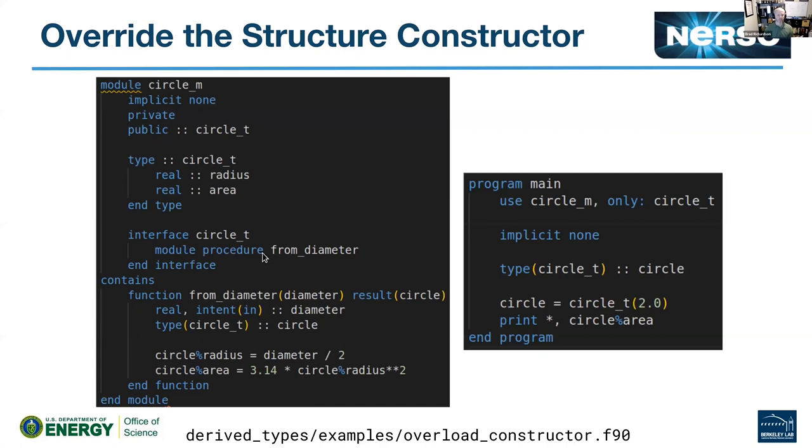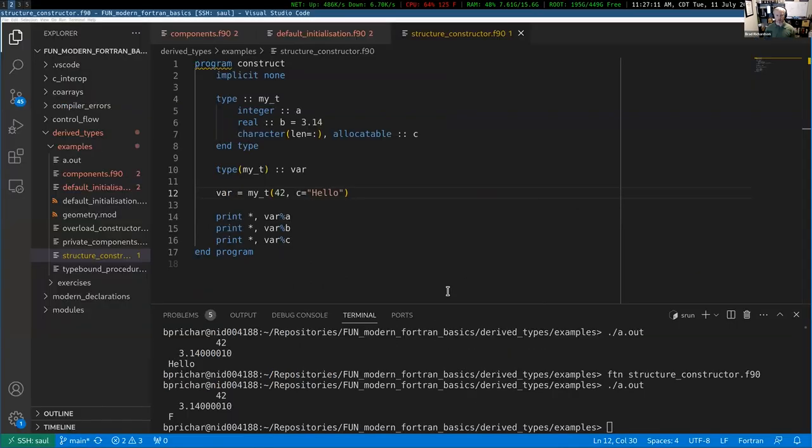Basically, you can write any function and give it the same name as your type. The typical pattern is you want it to overload the structure constructor. In this example, I've got a circle that's going to have components radius and area. But I actually want to be able to construct an object of type circle given just a diameter. So you write that function from diameter, say that it's callable with that interface, and then I can call that structure constructor as if it was the intrinsic structure constructor.